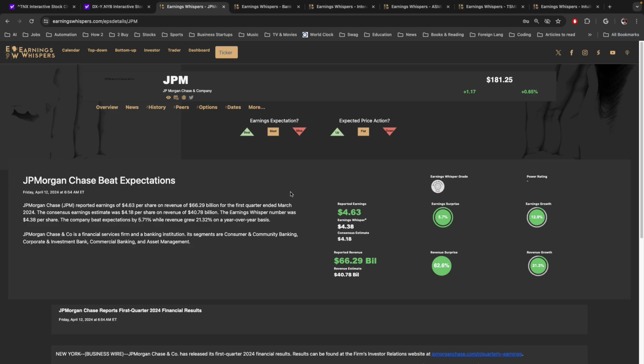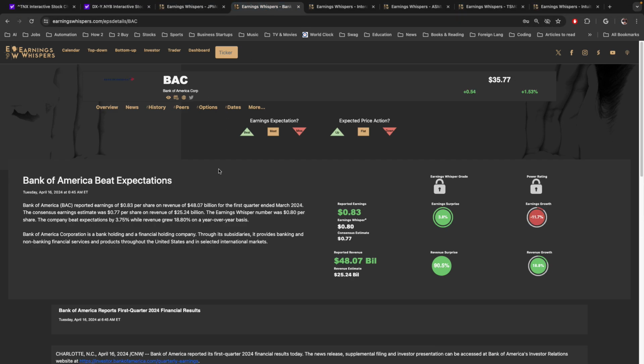So this is JP Morgan, beats on both top and bottom line. You had an earnings surprise, revenue surprise. Taking a look here at Bank of America, same deal. We've got top and bottom line beats and both surprises on both as well.